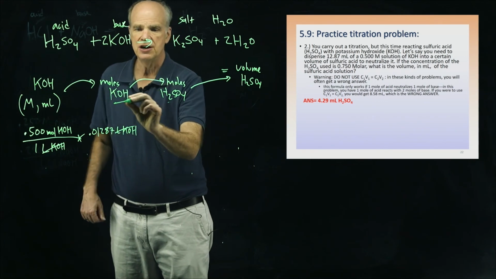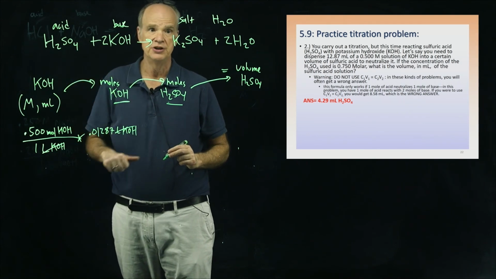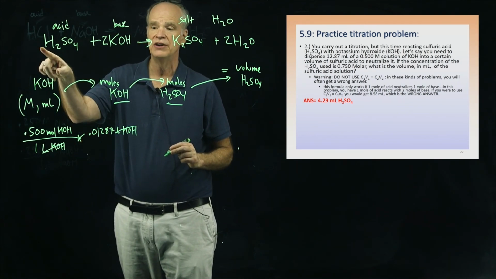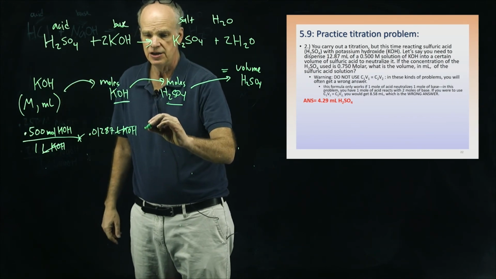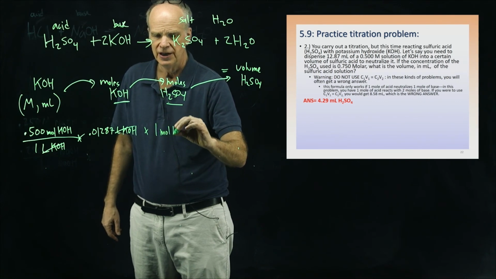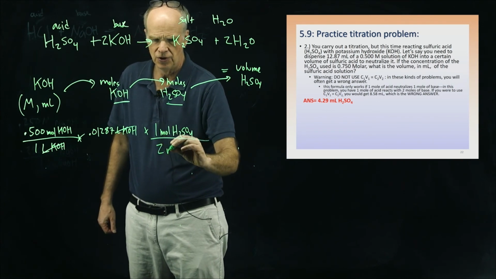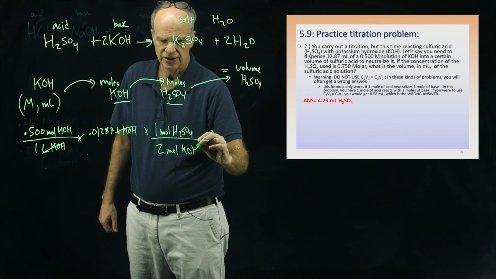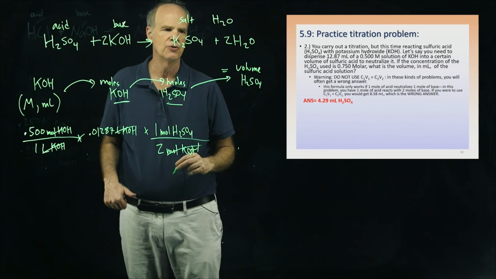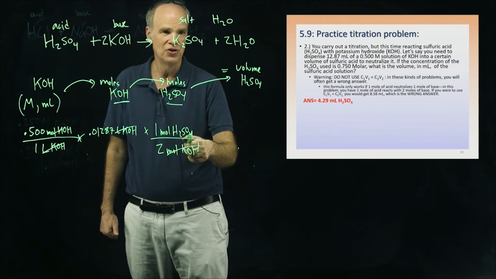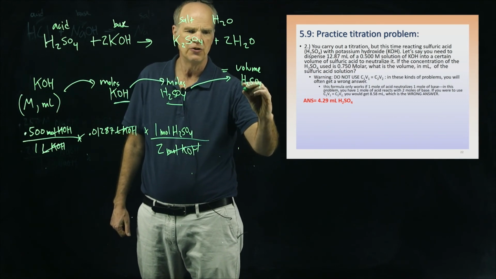Okay, now we're here and we want to get to moles of H2SO4. So here we have to refer to the balanced equation. And you can see that for every 1 mole of H2SO4 that reacts, 2 moles of KOH react with it. So we have to write here times 1 mole H2SO4 over 2 moles of KOH. And now you can see the moles of KOH cancels out, and now you have an answer in moles of H2SO4. But we have to go a little bit further. We're now at moles H2SO4. Now we have to get to volume of H2SO4, and I think they want the volume in milliliters.